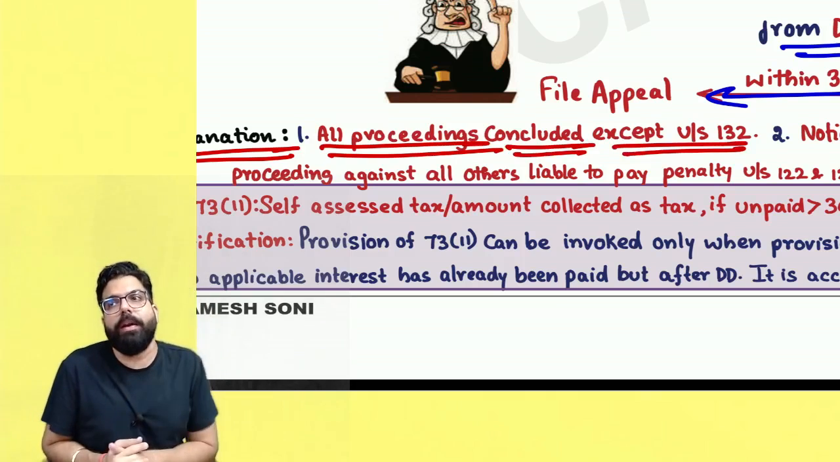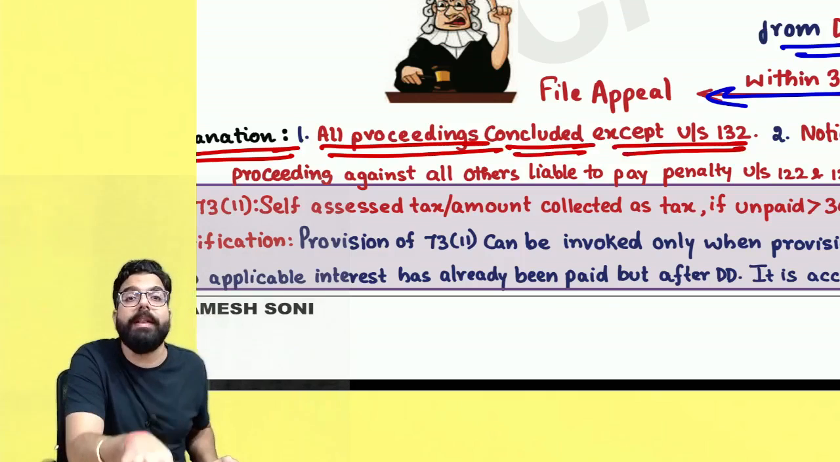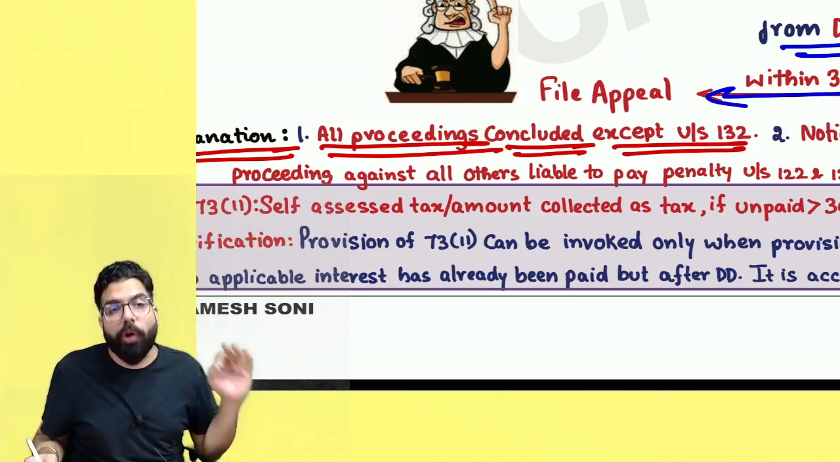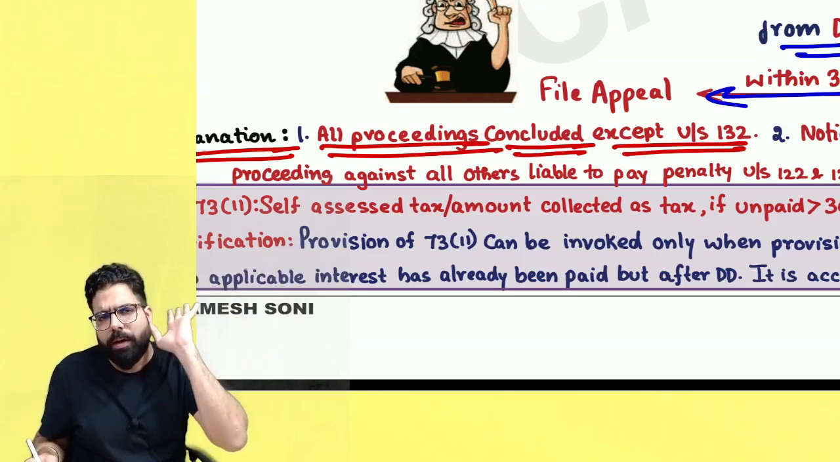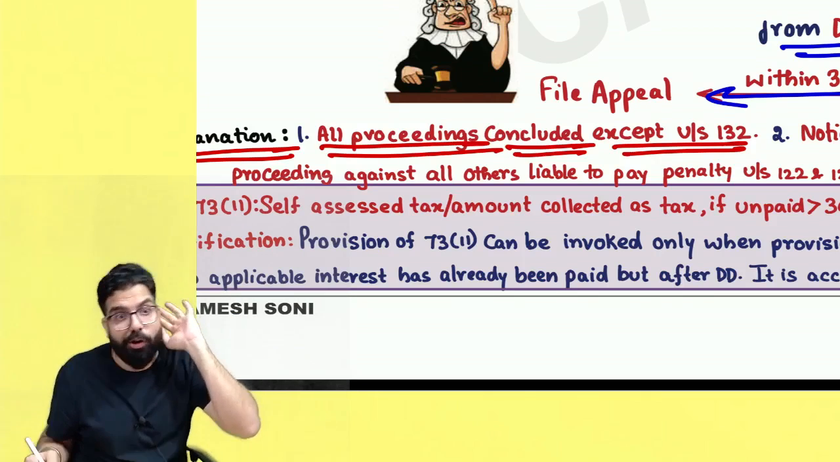Means once they go ahead and raise the demand order, supposing you went ahead and made the payment of the demand order, it does not mean that they will not send you to jail. Section number 132 proceedings are not deemed to be concluded. All other sections' proceedings are deemed to be concluded, but section number 132 proceedings are not deemed to be concluded. They can still send you to jail.